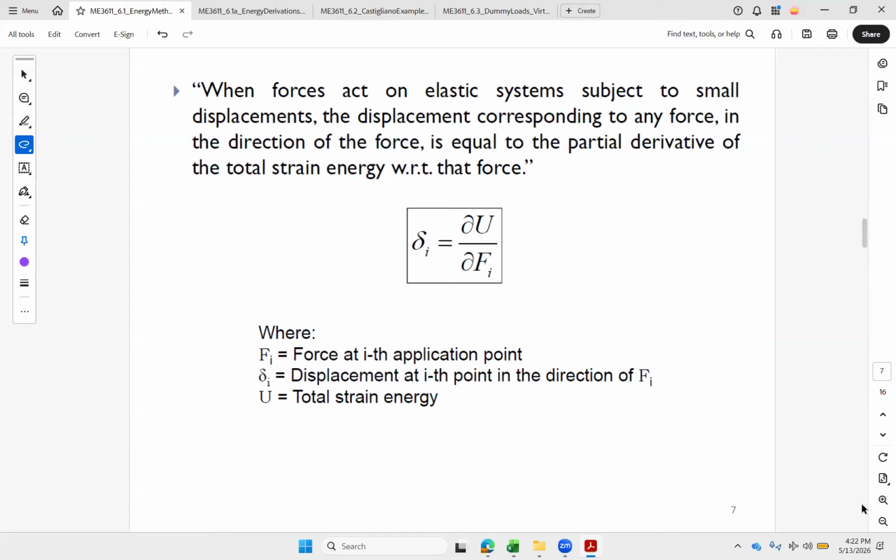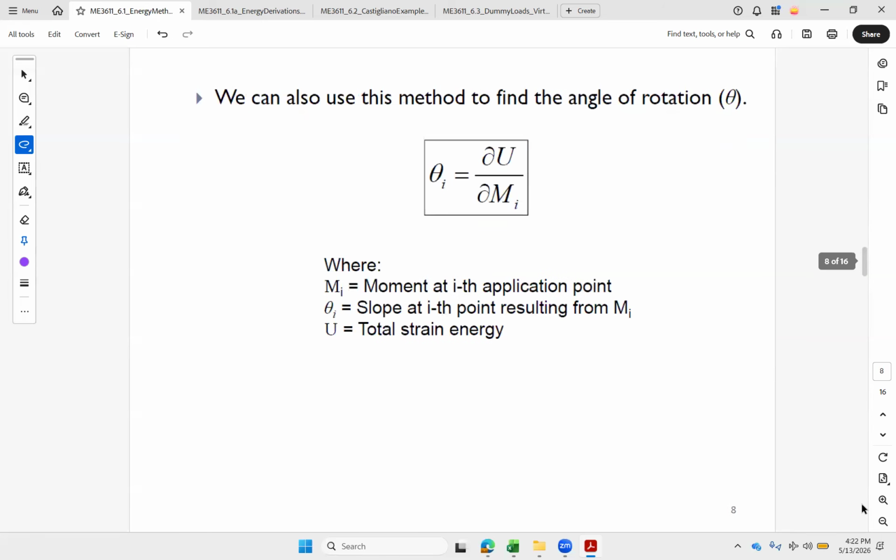Oftentimes we want to know what's the movement where we apply the load, and we can even use it to find stuff where we don't have a load, right? Likewise, that F sub I and delta sub I applies in the general sense that we're talking about some sort of geometric movement that we're solving for in terms of a load. That also includes rotation and moment as a pair, all right? So if I formulate the energy and I've got a concentrated moment at some spot, I can take the energy derivative with respect to that moment, and I also get the rotation. The rotation is in the same direction of the moment that was applied.